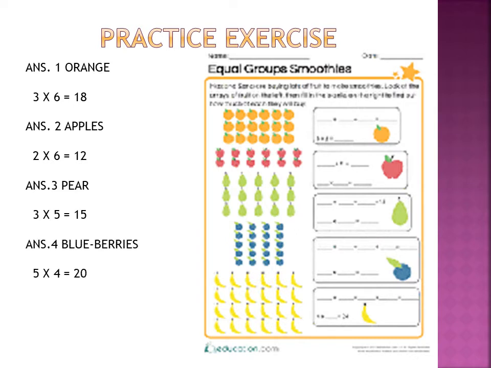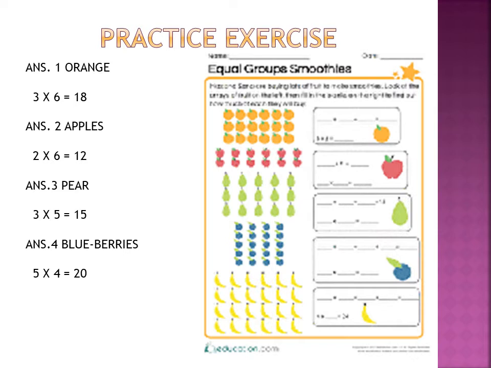Moving on to the fourth question, blueberries. You can count the blueberries in the first group or the first row, which is 4 in number, and the total number of groups is 5. So we can multiply 5 into 4. We get the total answer as 20, or we can say the product will be 20. The number of blueberries here is 20.